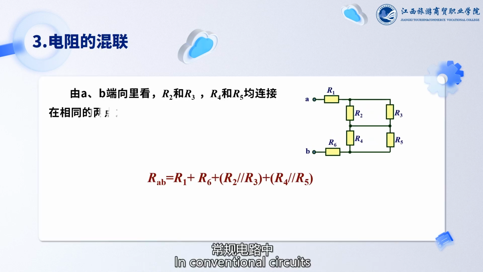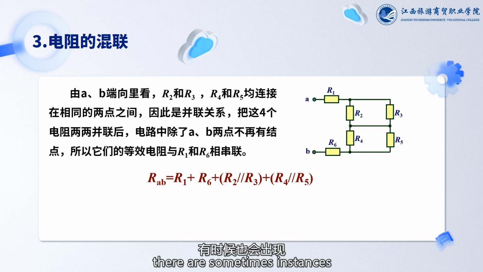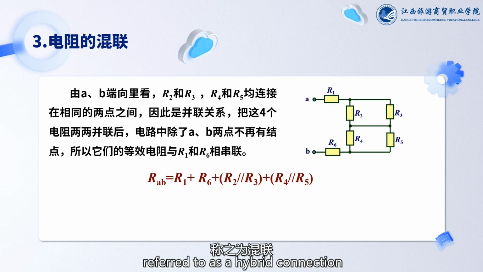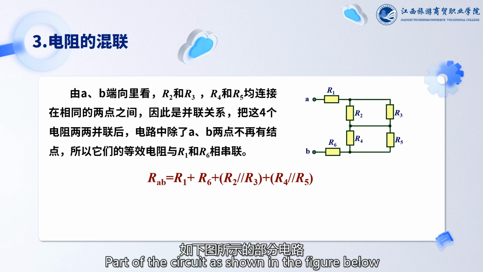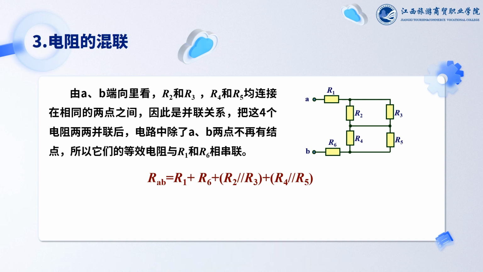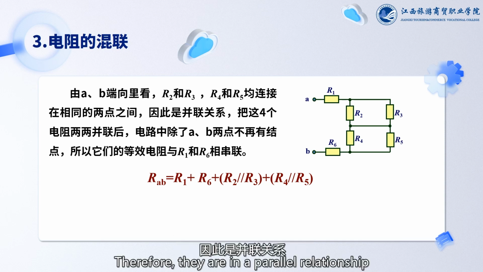In conventional circuits, in addition to parallel and series resistance, there are sometimes instances where a combination of series and parallel connections occurs, referred to as a hybrid connection or mixed connection. In the part of the circuit shown in the figure below, observing from points A and B, R2 and R3, as well as R4 and R5, are all connected between the same two points. Therefore, they are in a parallel relationship.